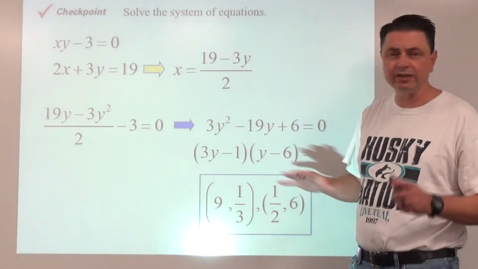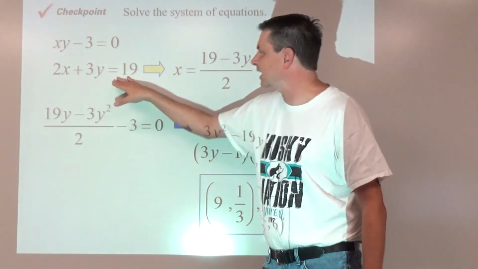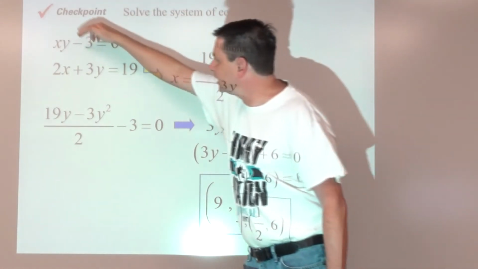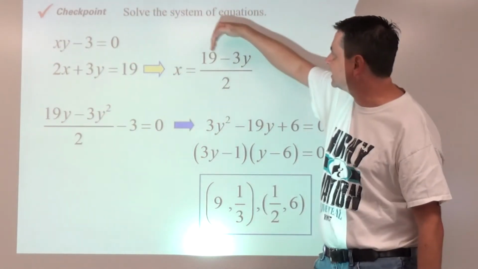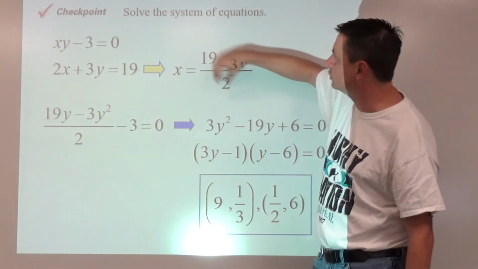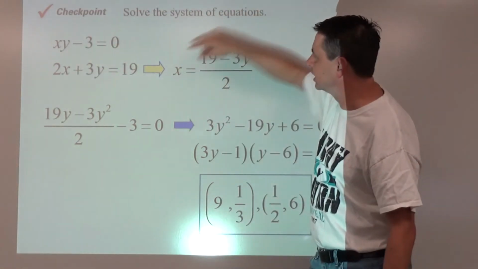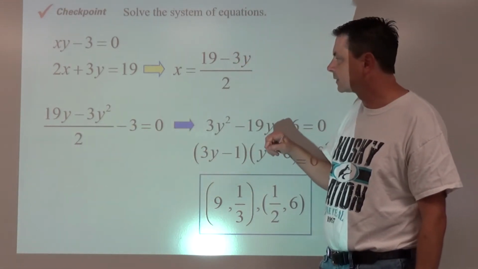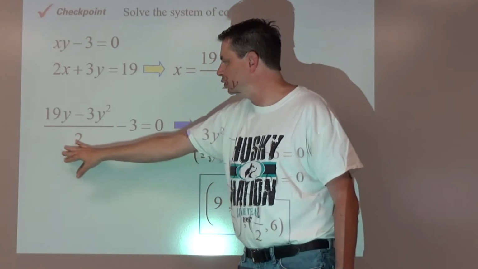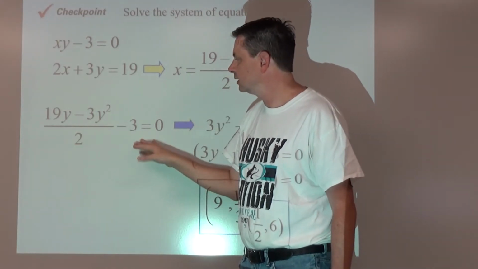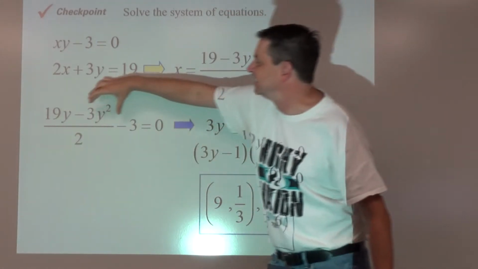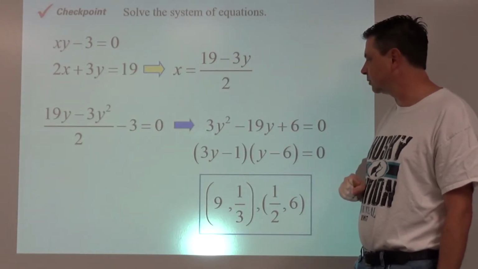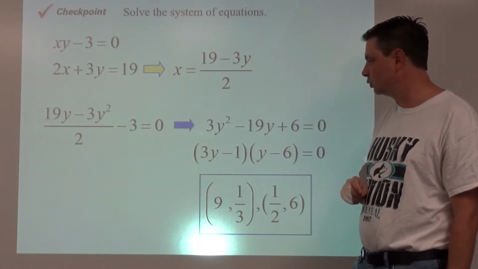All right, there's definitely different ways to go, but I chose to solve the second one for x. It did create a fraction. So 19 minus 3y over 2 times another y, which does distribute. Minus a 3 equals 0. Multiplied both sides by 2 to clear out the fractions, and then moved everything to this side because I did not want the negative y squared. So we get positive 3y squared minus 19y plus 6 equals 0.